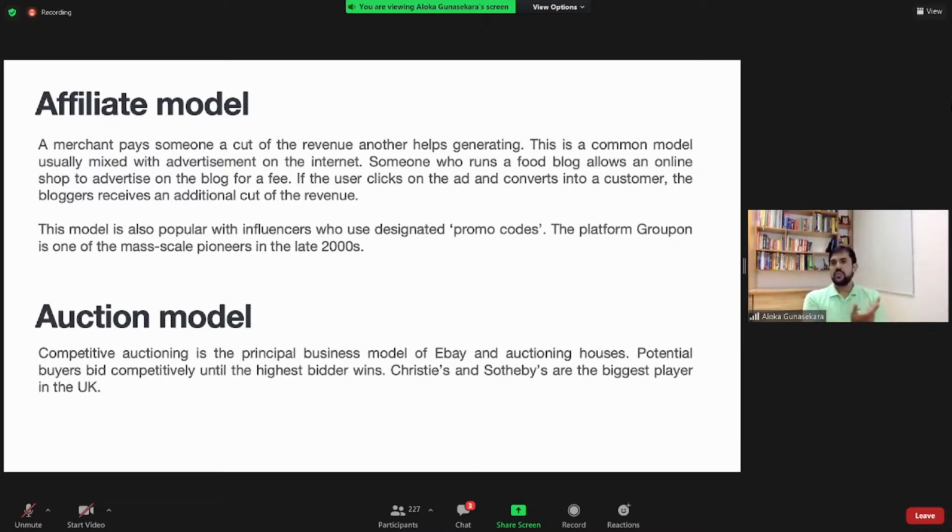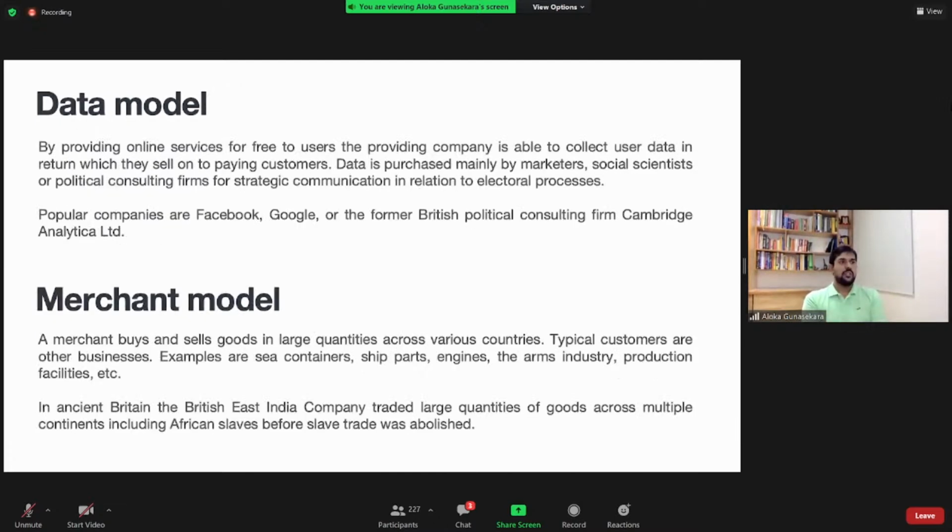Auctions, you know what auction is. So all these are different business models. Data models, Facebook, Google, and a lot of companies like that, they actually make money out of selling the data about you. So there's absolutely nothing free about it.